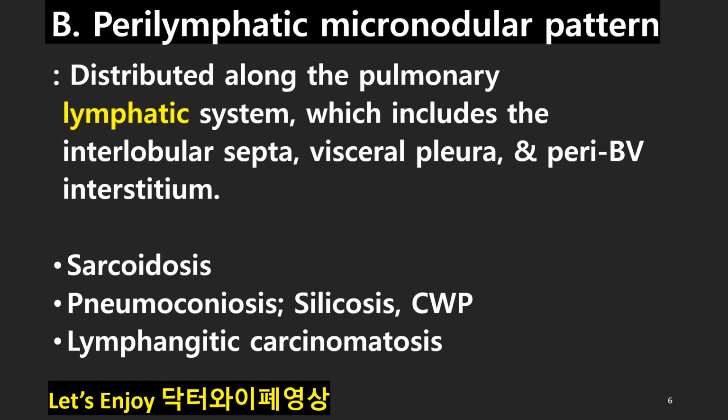Second, perilymphatic micronodular pattern, distributed along the pulmonary lymphatic system, which includes the interlobular septum, visceral pleura, and peribronchovascular interstitium. The disease examples are sarcoidosis, pneumoconiosis such as silicosis, coal miner's pneumoconiosis, and lymphangitic carcinomatosis.